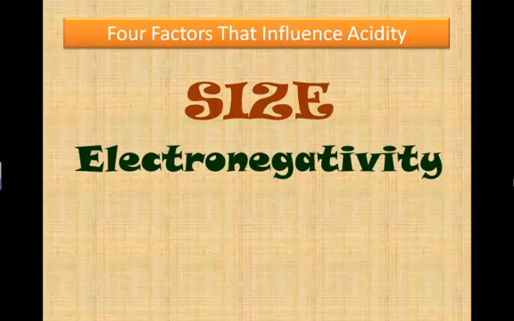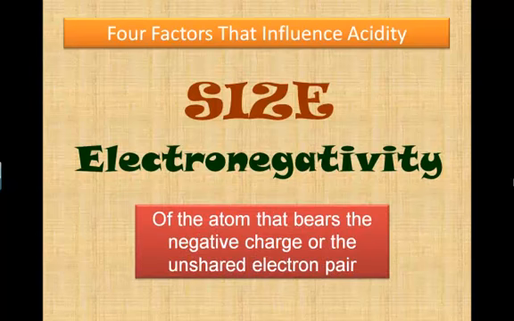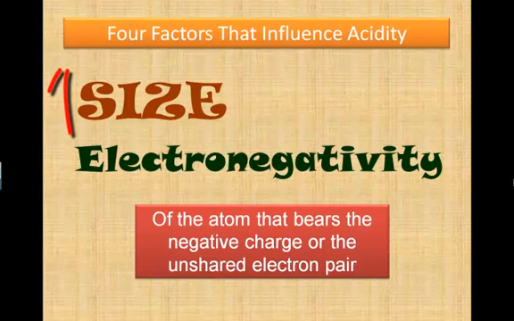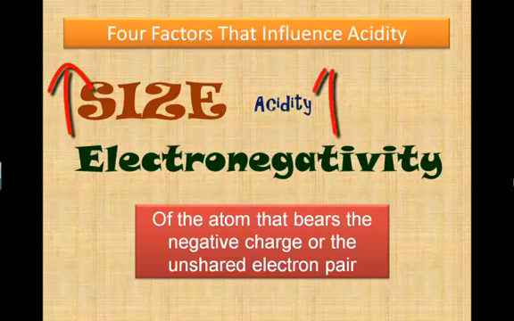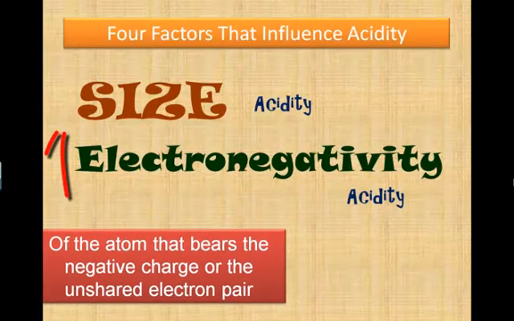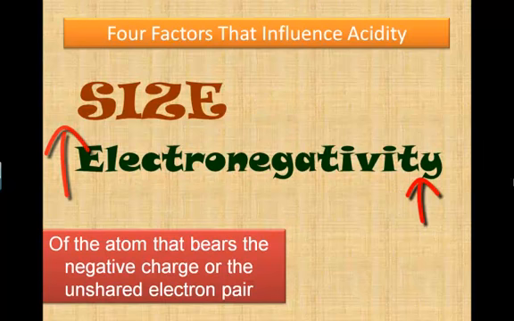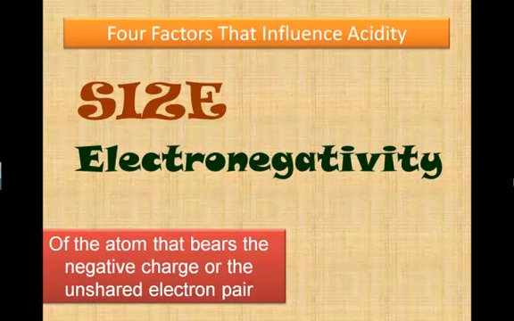So what am I talking about when I say size and electronegativity? Electronegativity of what? Well, what we're talking about is the atom that bears the negative charge, or the unshared pair of electrons, in the conjugate base. So as the size of this atom increases, the acidity of the conjugate acid will also increase. As the electronegativity increases, acidity, again, will increase as well.